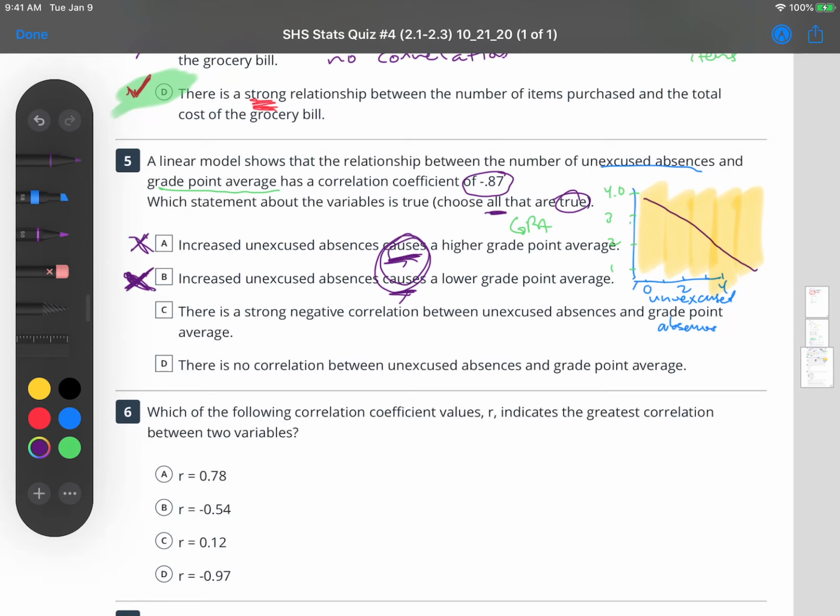Okay? So look at C. There is a strong, this number is strong, right? It's closer to 1. It's negative, yes, between unexcused absences and grade point average. D, there is no correlation. Well, that would be a number closer to 0, in which we have either a number closer to -1 or +1, so our answer is going to be C. Number 5, the correct answer is C.